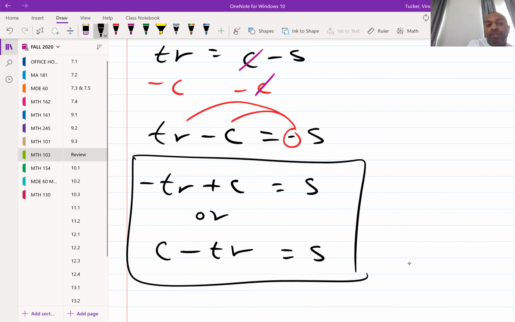Did I lose it? They said that C minus RT was the answer. Okay, so that's it right there. It should have accepted this as well.